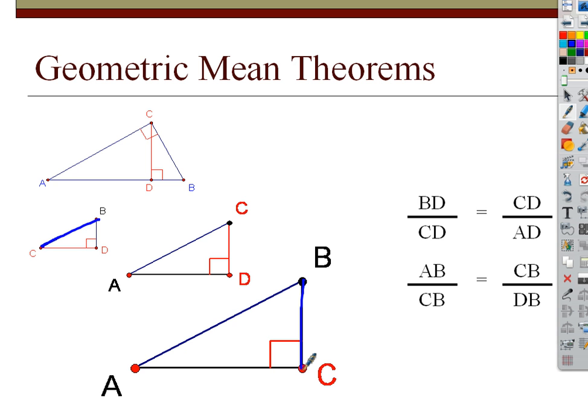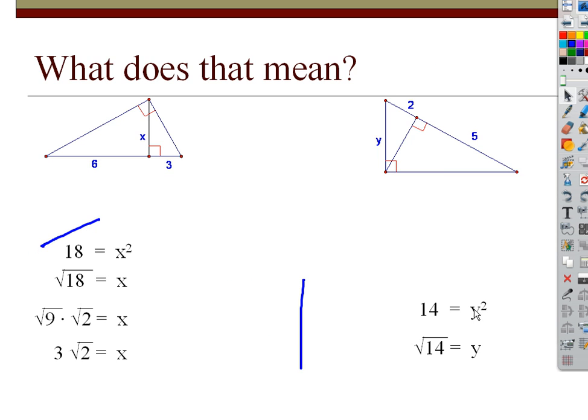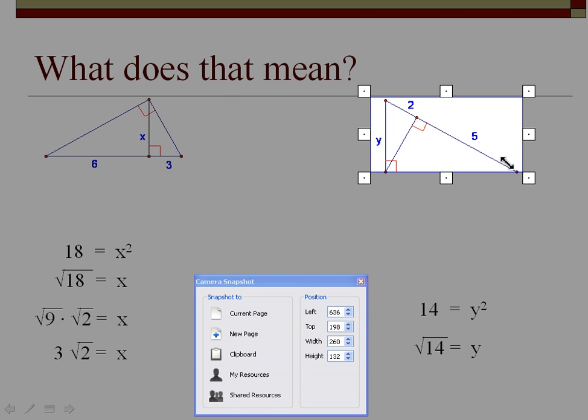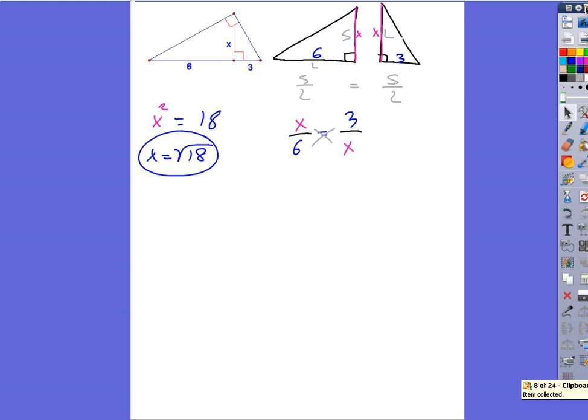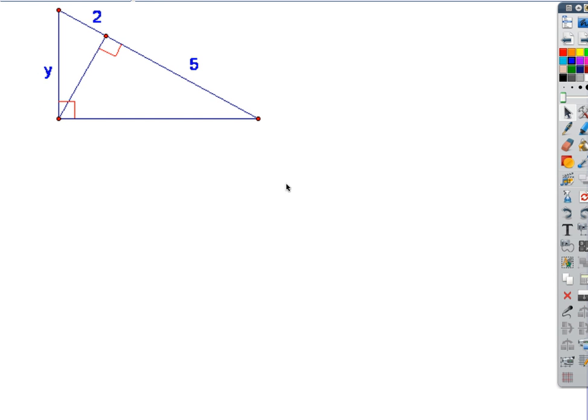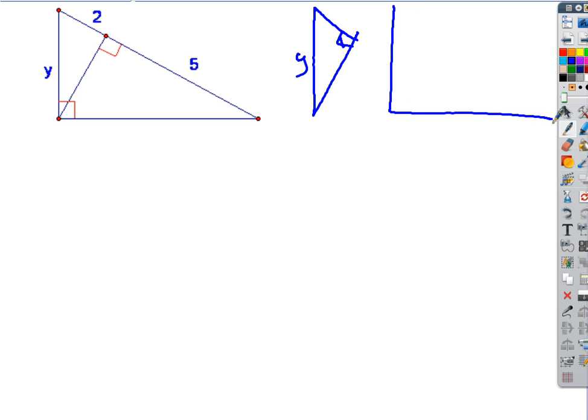Let's try a couple problems using this stuff. How about this guy? So we got three things. We got y and 2 and 5. You see any of those three that are shared by two triangles? Y is, isn't it? Y is shared between what two triangles? The small and the large. Yeah. Right. So if I split those out, there's the small, and that's y. And there's the large, and that's y.